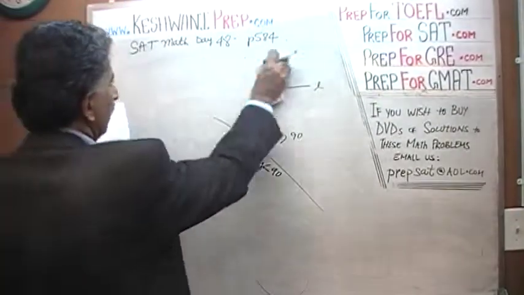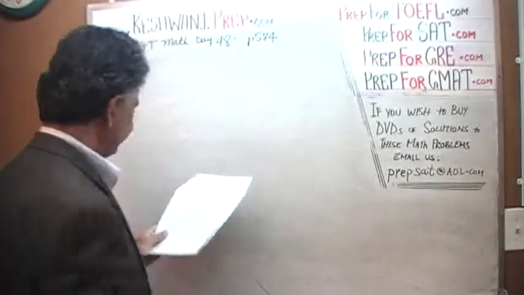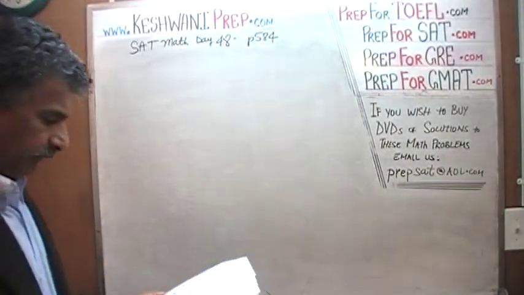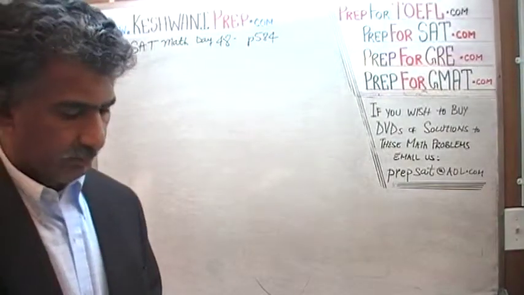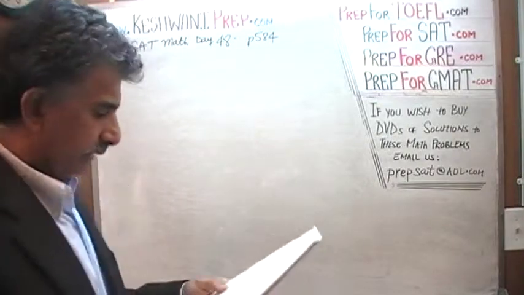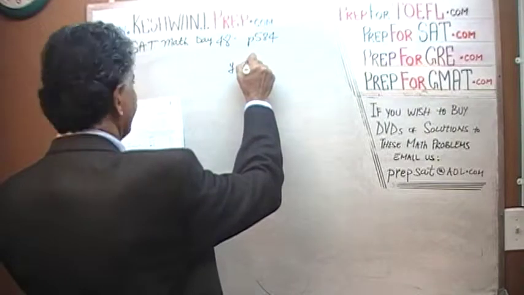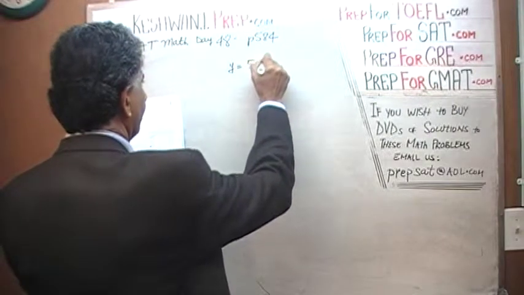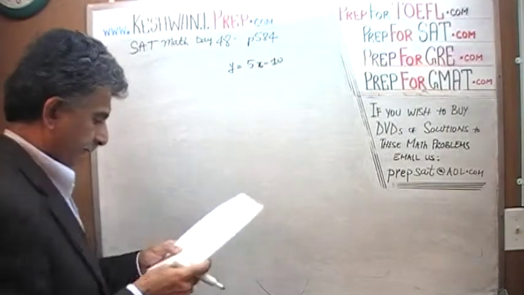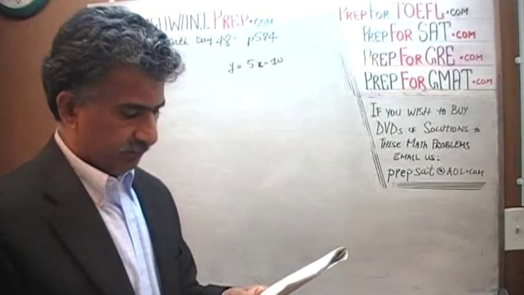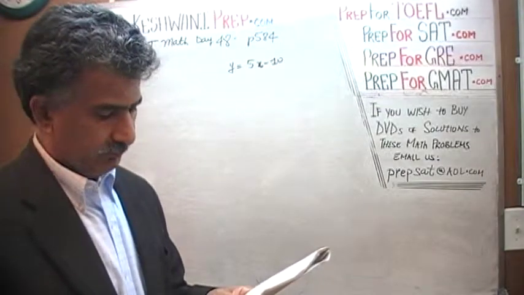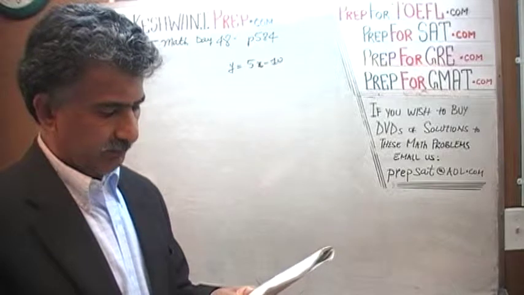Let's take a look at number 12. In number 12, we are told that in the xy plane, the line, this line right here, 5x minus 10, crosses the x-axis at the point with coordinates a and b. What's the value of a?